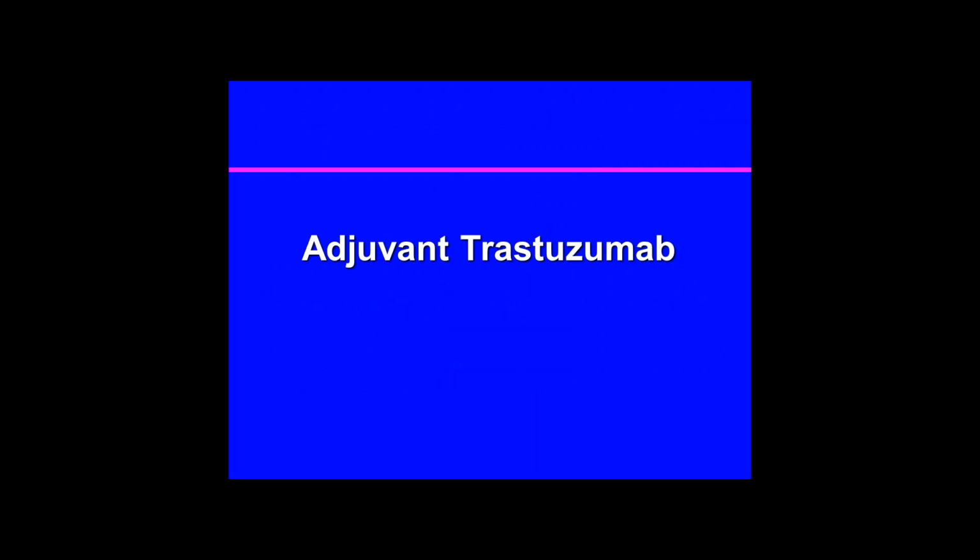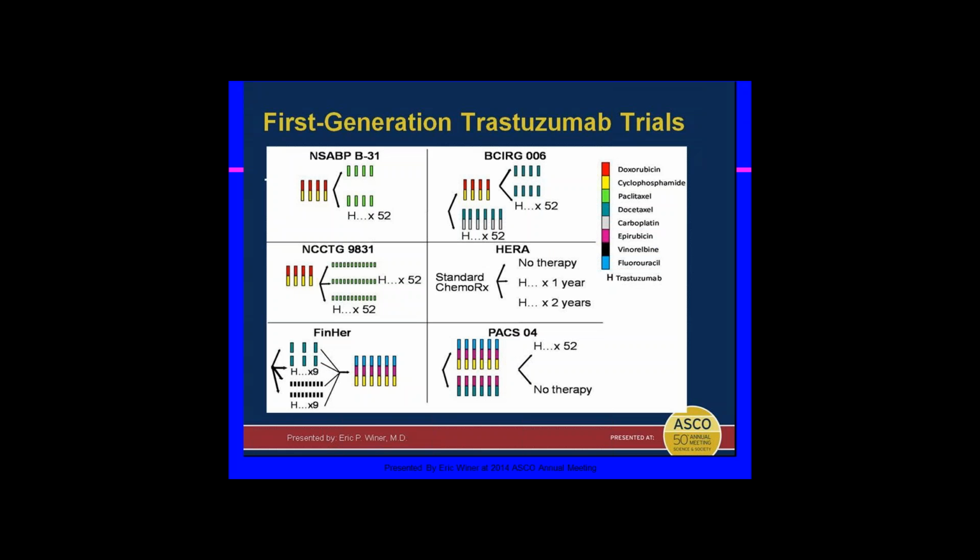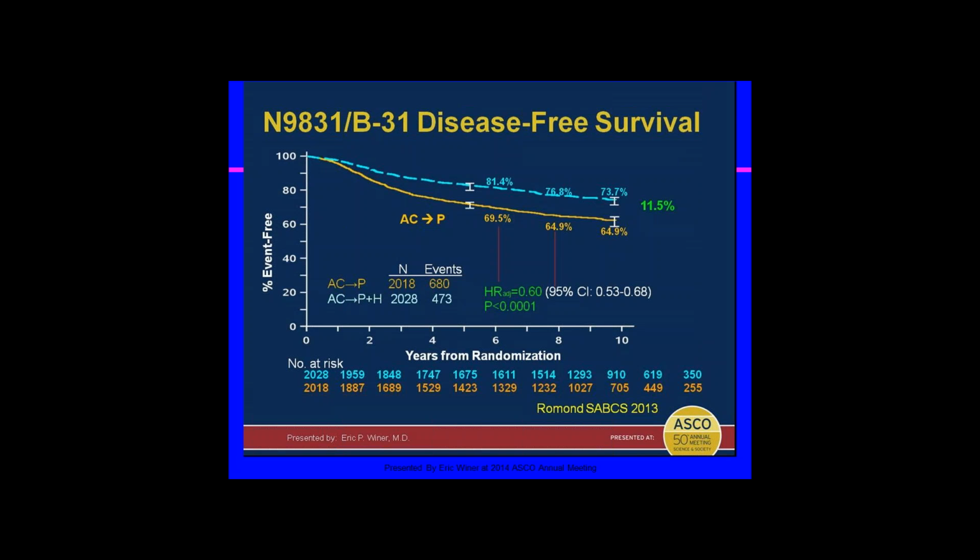There is, of course, adjuvant trastuzumab, which is the first biologically selected therapy. And that was done with a number of trials. Once trastuzumab or Herceptin was shown in the metastatic setting to be of advantage, it was moved into the adjuvant setting. And these are just an example of 6 trials that were done looking at adding trastuzumab to standard chemotherapy, a variety of different schedules as I've shown you.